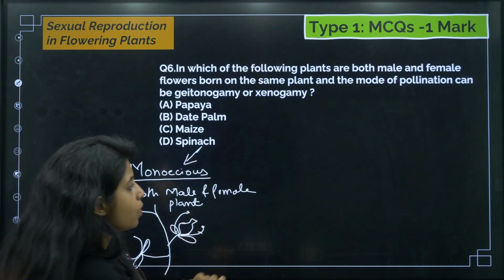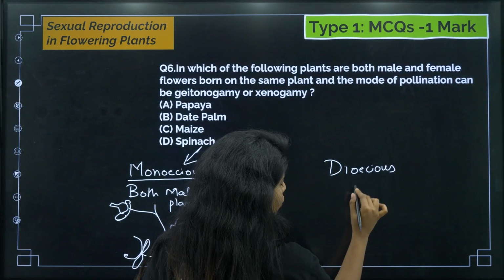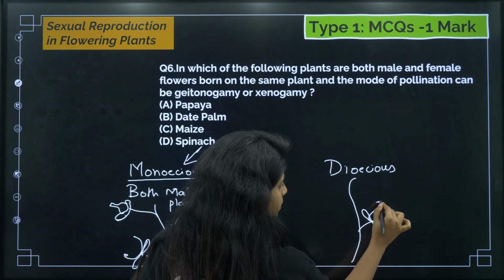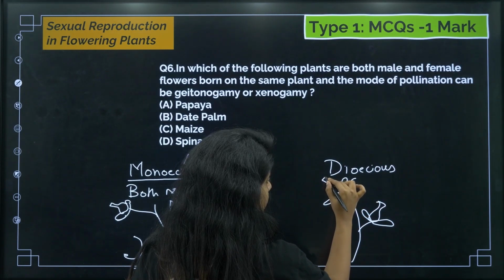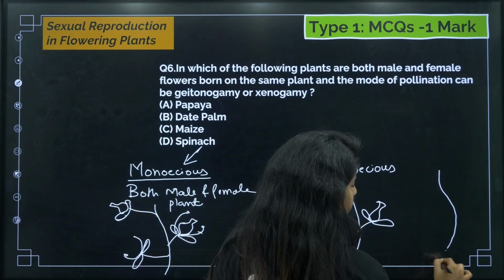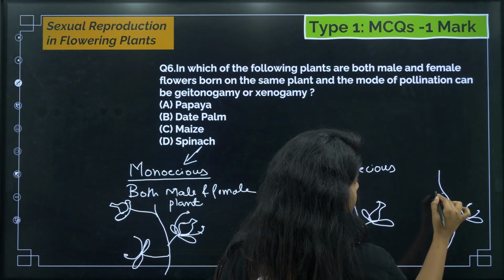Now, there is another condition that is known as dioecious, where you will be having a plant which will be just having the female parts, and there will be another plant which will be just having the male parts.